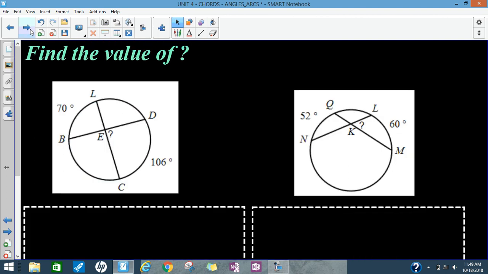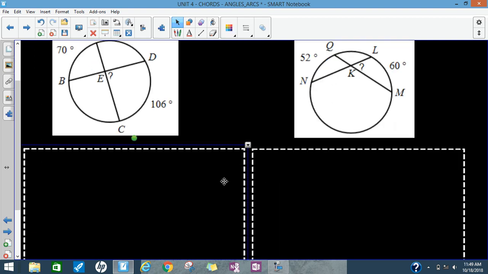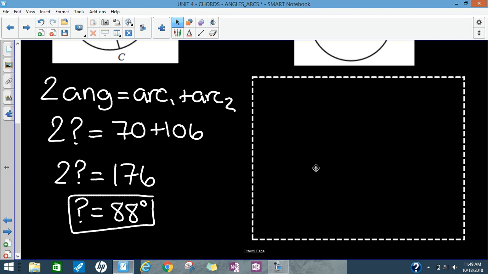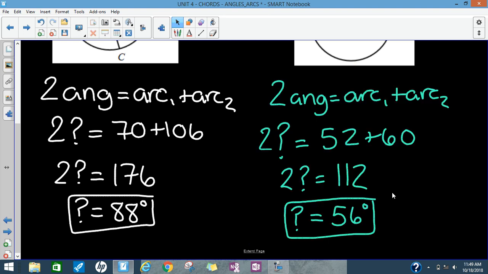So I want you to pause here, and I want you to try these two on your own, then press play, and I'll show you the answers. So for the first one, you should get the angle to be 88 degrees. And for the second one, you should get it to be 56 degrees. So check your work. Make sure you didn't put a number in the wrong spot and you solved correctly.